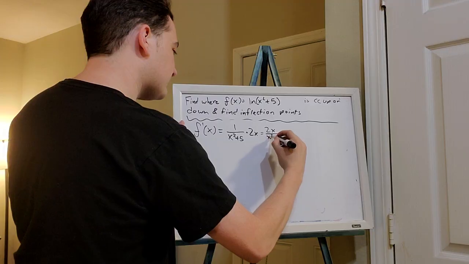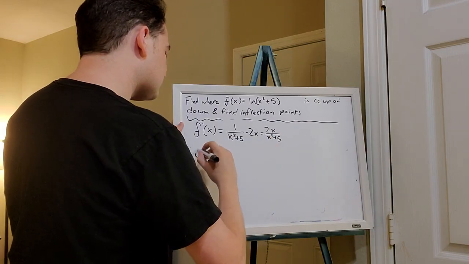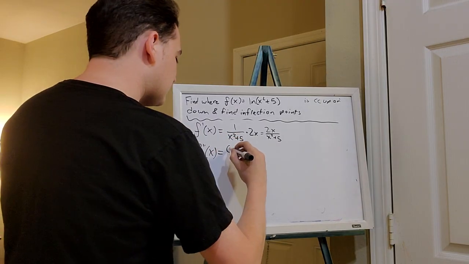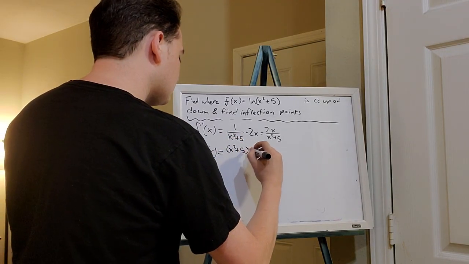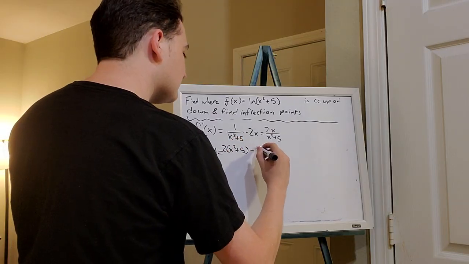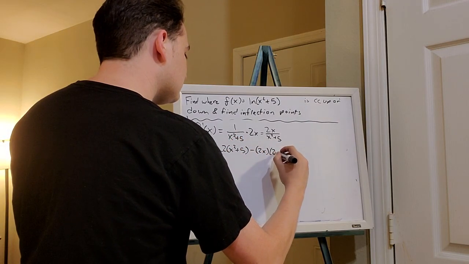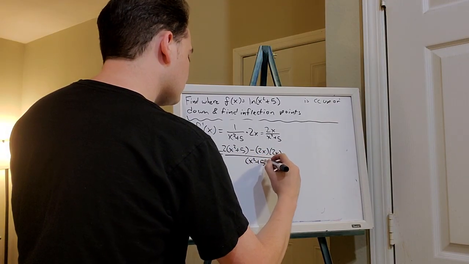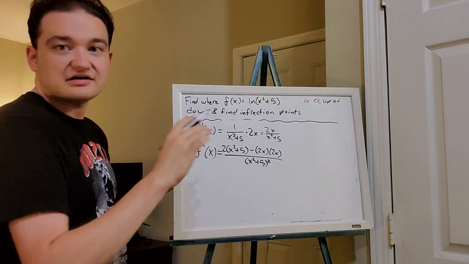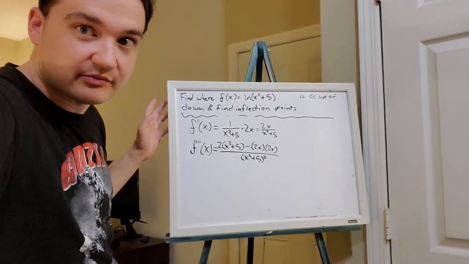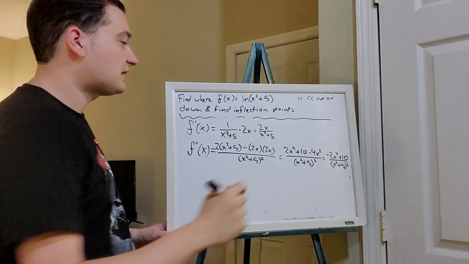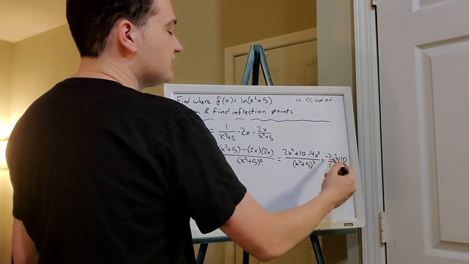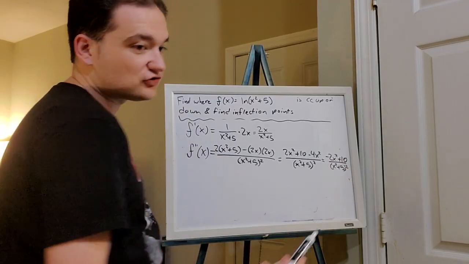2x over x squared plus 5. We're going to take the second derivative. This one's a quotient rule. We're going to have low d high minus high d low over low squared. And I'm going to simplify this out a little bit. Okay. Second derivative: negative 2x squared plus 10 divided by x squared plus 5 squared.